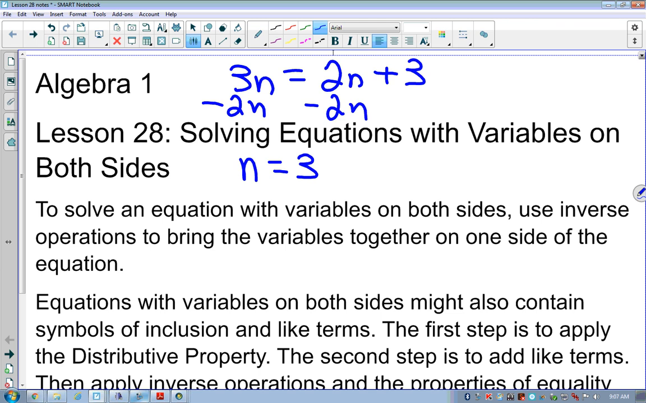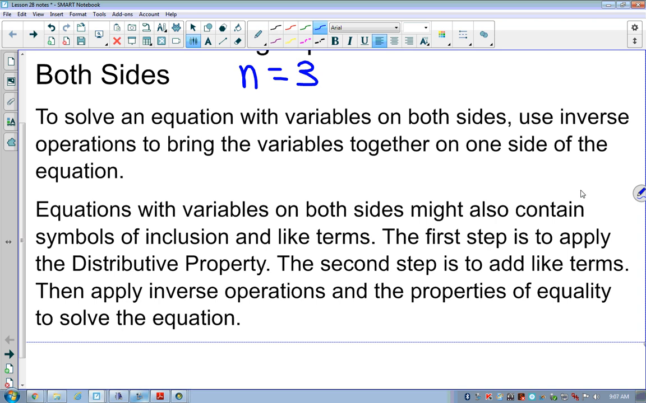Have I solved the equation? Yes, right? We used inverse operations. Okay, so that's the kind of thing that we'll be working with. Granted, some of the questions will be more complicated than this, probably, but that's what we're talking about. So equations with variables on both sides might also contain symbols of inclusion and like terms, so they can be every bit as complicated as anything else that we've looked at.